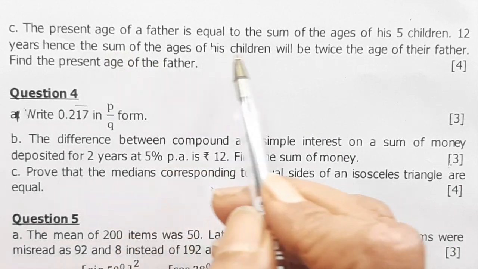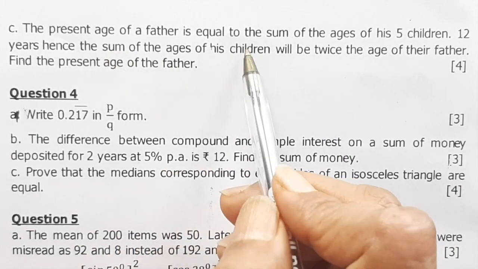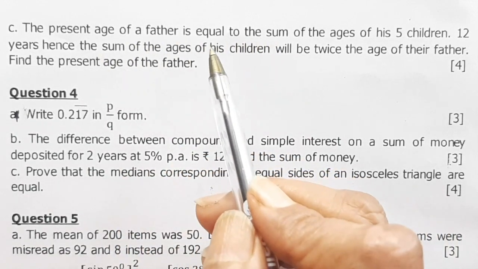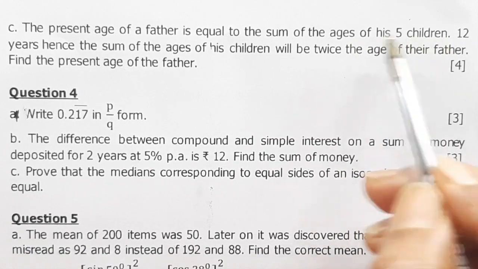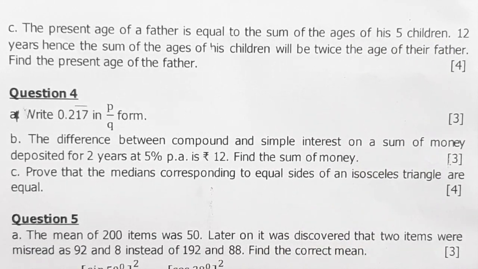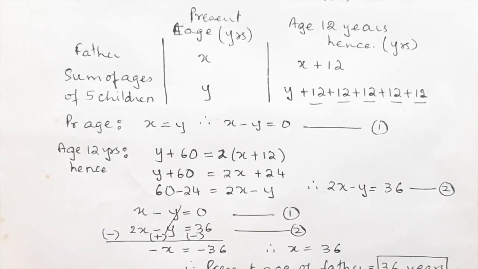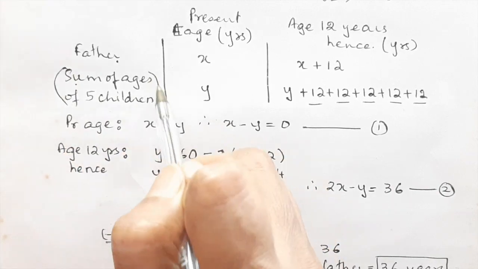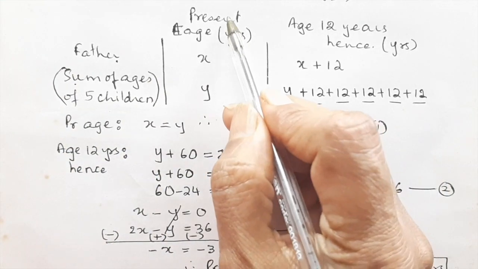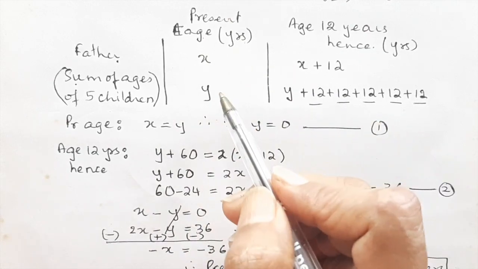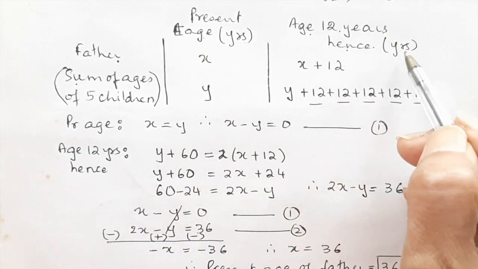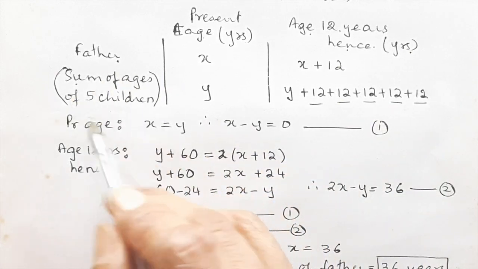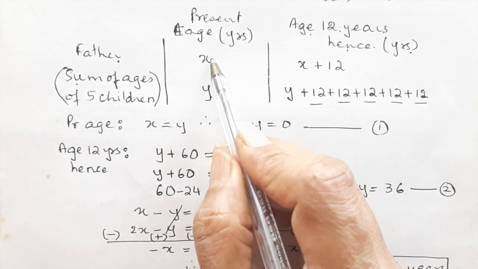Alright, and the sum of the ages of the children, now you can't say A, B, C, D, E because they are taking the sum of the ages of all the children as one quantity. So, ages of 5 children, the sum we will call as Y. Let us see how we proceed. So, I've made the columns here. This is father and the sum of ages of 5 children will be taken together. We have the present ages, that is in years, and age 12 years hence, that will be in years as well. Now father and the sum of all 5 children will be considered as X and Y.